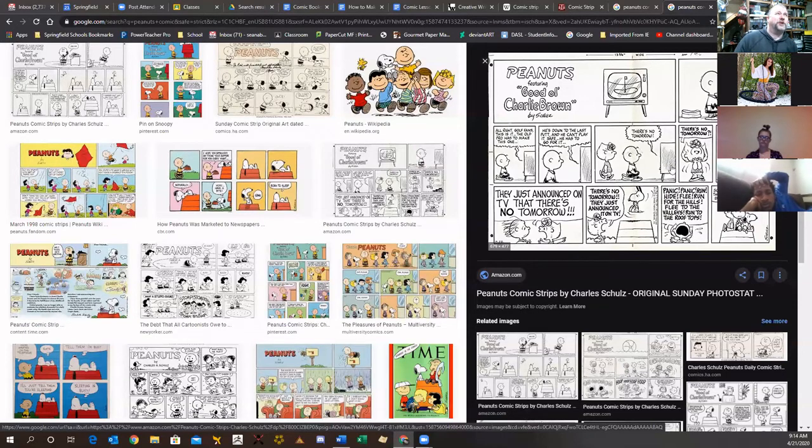Now, when we look here at the side of the TV, those are not action lines. That's just shading. And again, this is an older comic. When we look, it's not as the original, because Snoopy has evolved into more of a modern style Snoopy here. And the characters are kind of in their more modern looks.